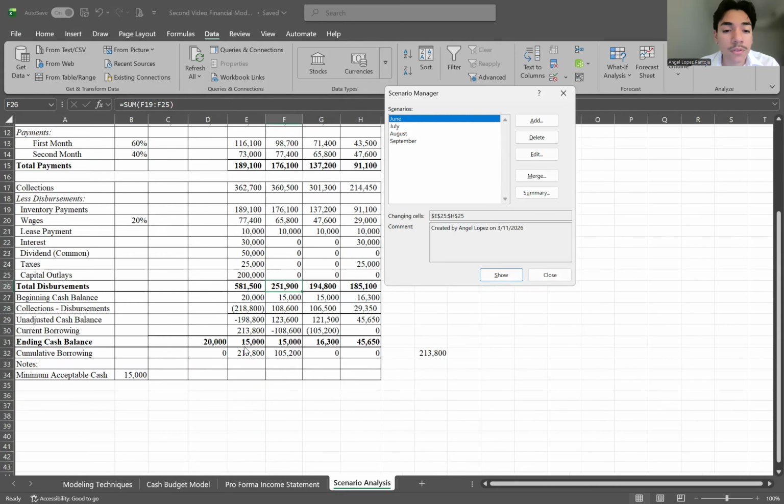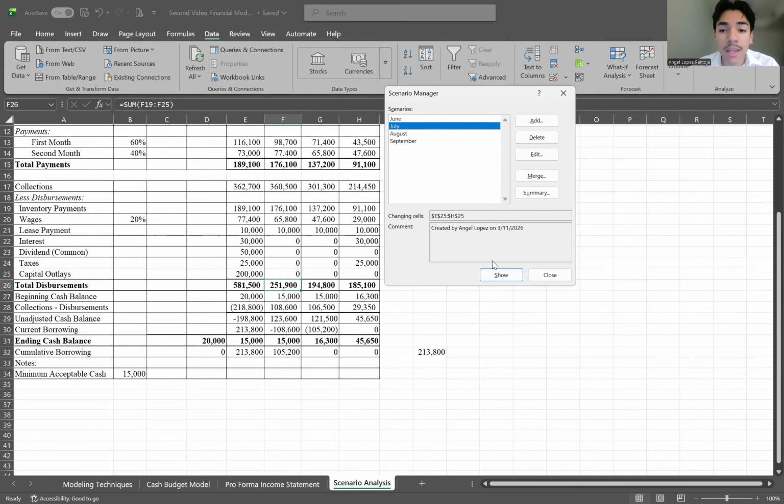So we do see for June, 213,000, same thing. Now we show July, same thing as doing it manually. Again, it's just faster and I think a lot simpler. August, boom, 13,800. And then boom, we also have 13,800. So let me switch it back to July. And if you want to see all four of them, you don't have to constantly change.